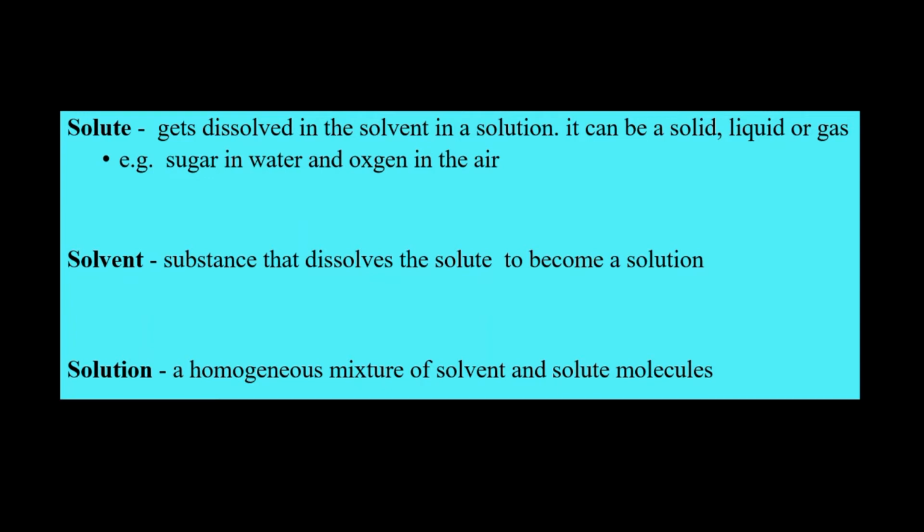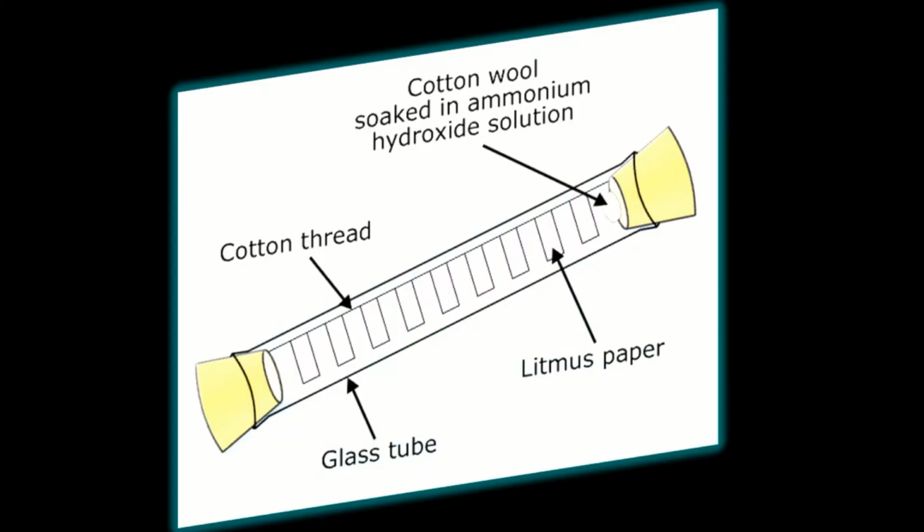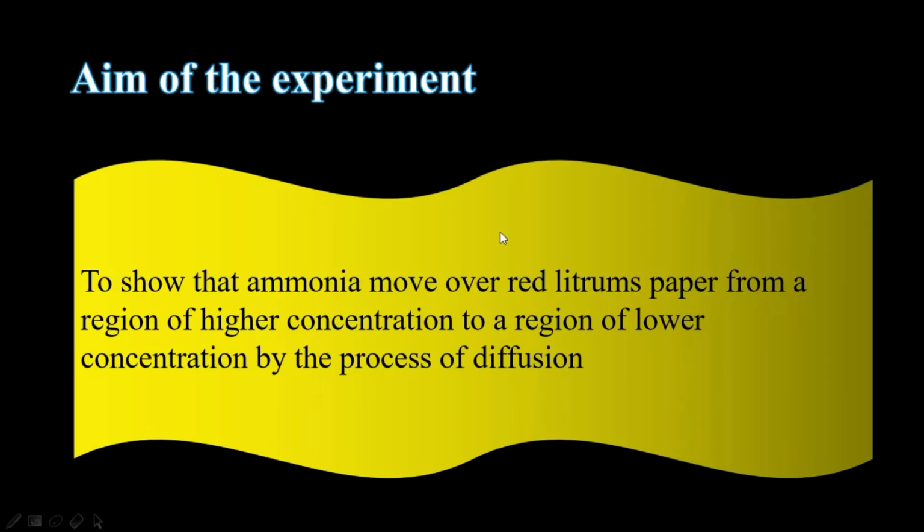So what is the aim of our experiment? Please do not forget we are looking at gaseous diffusion. The aim of our experiment is to show that ammonia, which is a base, and bear in mind ammonia is alkaline, moves over red litmus paper from a region of high concentration to a region of low concentration by the process of diffusion. This brings us to the definition of diffusion.